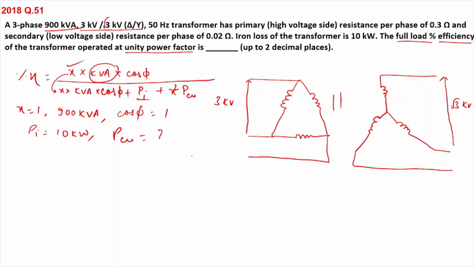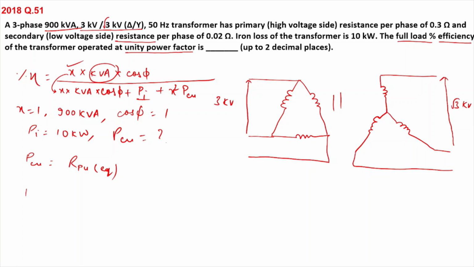Now we will see that resistance is given, and if you can recall the concept from per unit, the copper loss is nothing but the per unit value of resistance, that is equivalent resistance. Either it would be referred to the primary side or to the secondary side, it doesn't matter. Whichever side you want to refer, you refer. Now we need to calculate the per unit value of resistance. For per unit, we need to define base value.